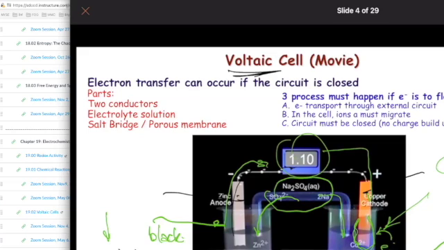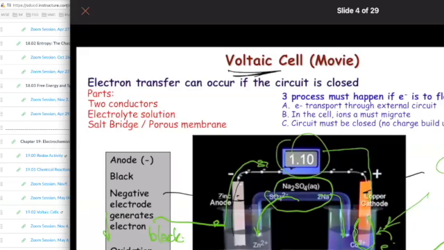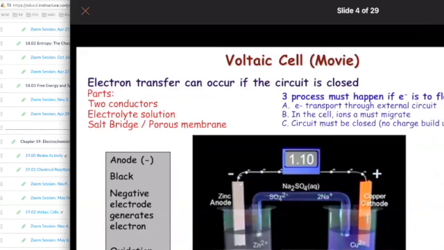Anyway, this is a battery right here. This is what your AAA battery, your AA battery, or car battery will have. It's basically transferring electrons from one to the other through a chemical reaction. So this is a summary of what I just talked to you guys about. Anodes: black, negative electrodes, generate electrons, oxidation occurs.